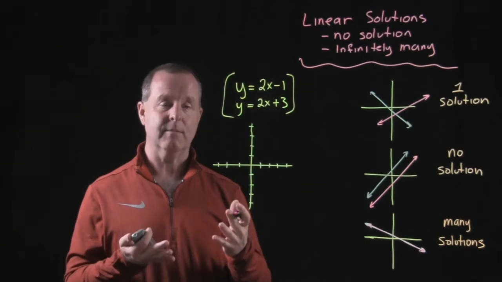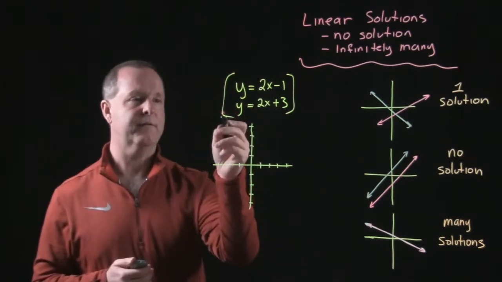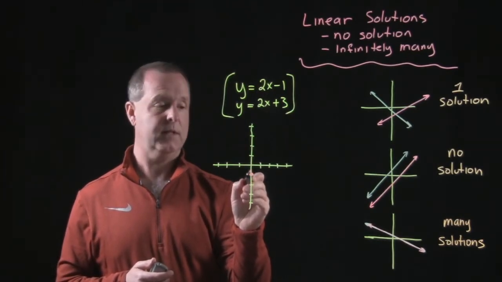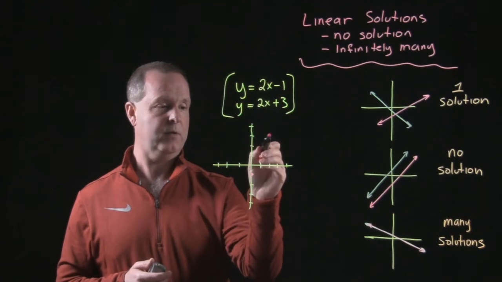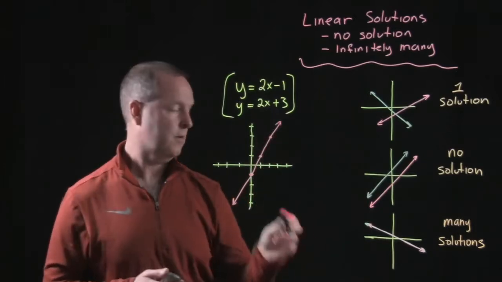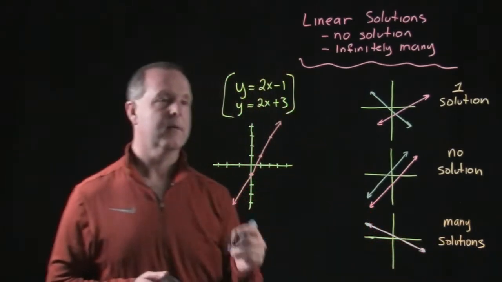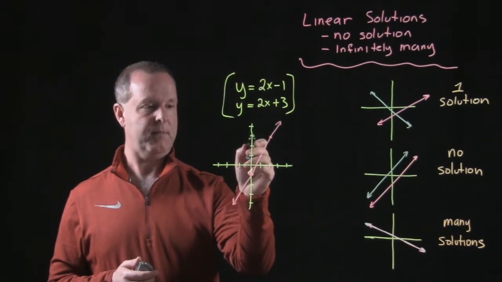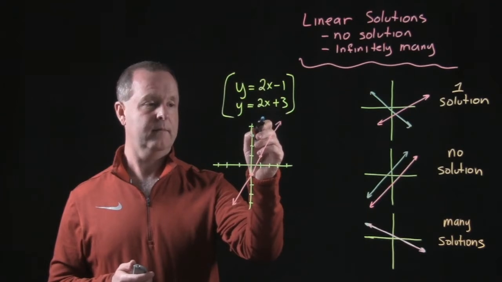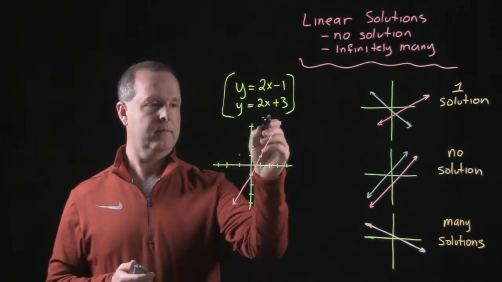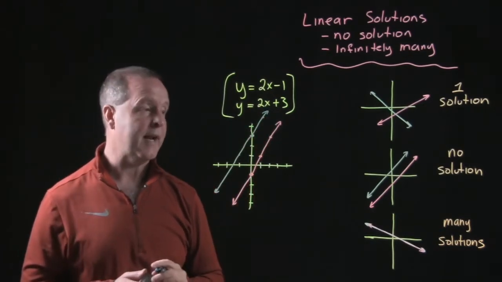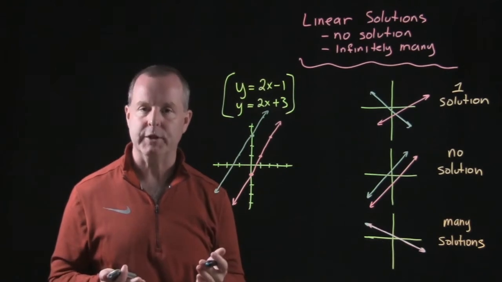So if we look at this system by graphing, let's graph both of these. The first one, y equals 2x minus 1. I have a starting point at negative 1 and a slope of 2, up 2 over 1, up 2 over 1. So there's 1. The other one is 2x plus 3, so I have a starting spot at 3. I have a slope of 2, up 2 over 1. And it appears that I have a system that has no solution.